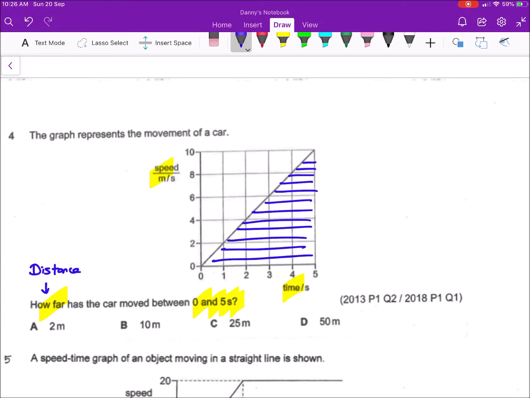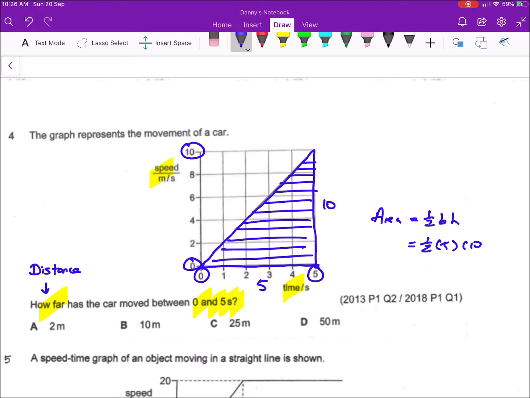If you look at this shaded region, you can see that the line and the area under it represent this triangle. The height here would be 10 because I read from here, and you can also read the base. It is actually 5 units. So to find the area of a triangle, it is half base times height. So it will be half times 5 times 10. That will give you 25. So that's how you find the answer.